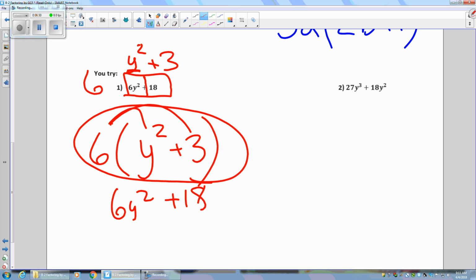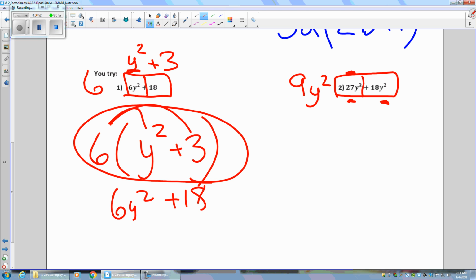Let's take a look at number 2. This one should have been a little bit trickier. What is the GCF of those guys? Well, between the 27 and the 18, it is 9. How about the y's? Again, this one has had 3 girlfriends. This one has had 2. What's the most they could have had in common? Obviously, it's 2.